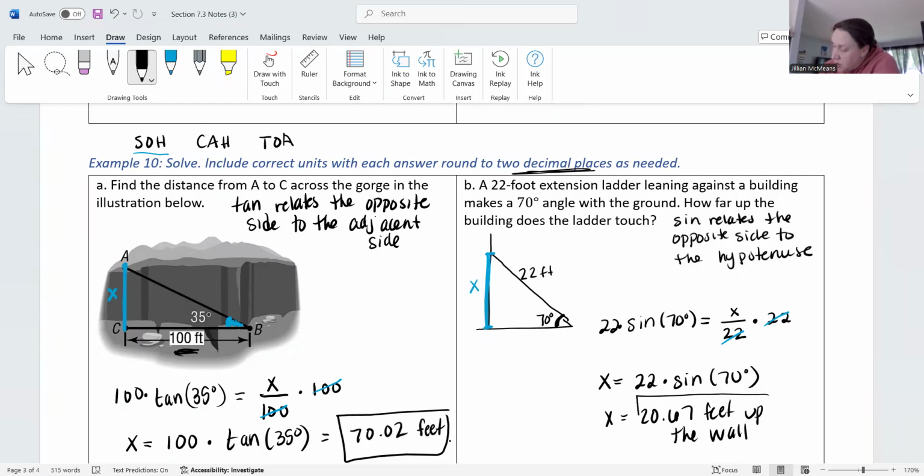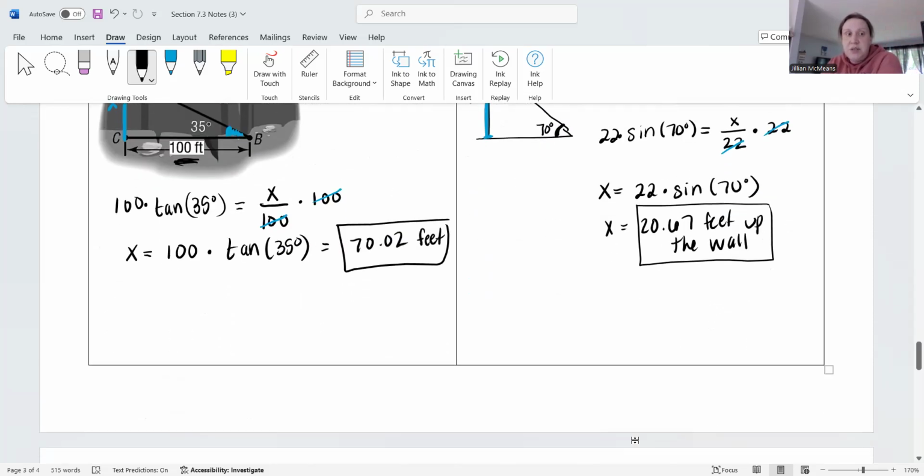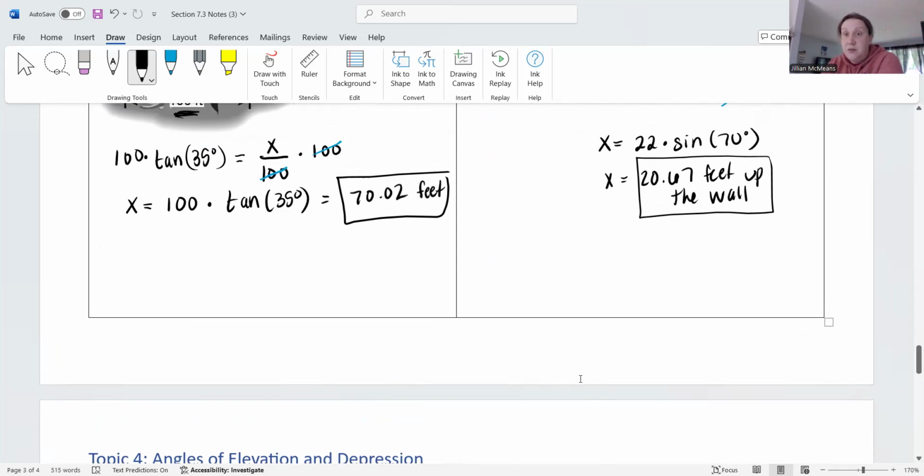Remember, the question that we were asked is how far up the wall does the ladder touch? Well, the ladder touches 20.67 feet up the wall, assuming we have a 22-foot ladder and it makes a 70-degree angle with the ground. So that's it for these examples. In the next video, we're going to talk about angles of elevation and angles of depression. Similar ideas to this, we just have to draw slightly different pictures.